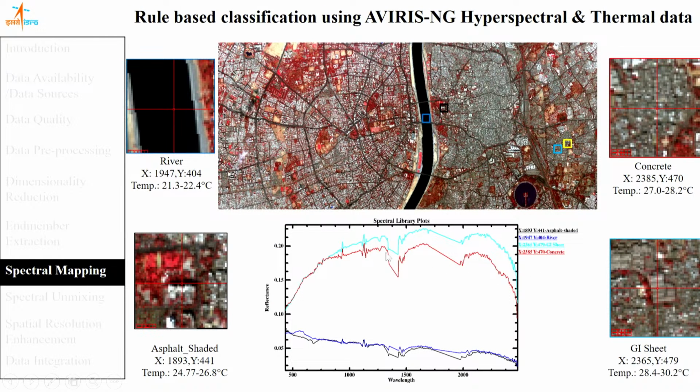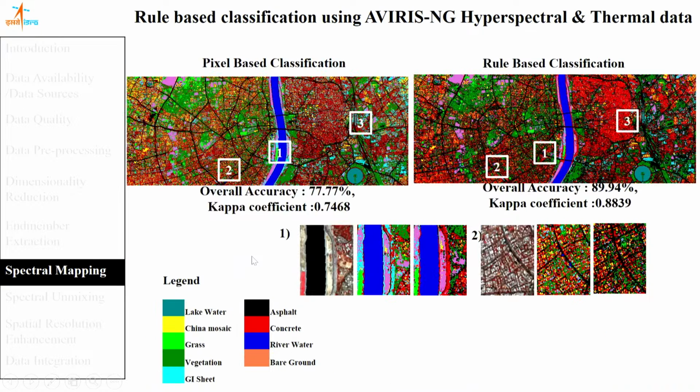Then, sometimes we are seeing confusion between some classes, like here you see water is there and shadow of some building is there, so they normally have a similar reflectance curve. In case of concrete and GIC, they also have similar spectral reflectance. But in this case, what we did was we integrated thermal data and the temperature was different. When we integrated the thermal data by doing rule based classification, we are able to improve the classification.